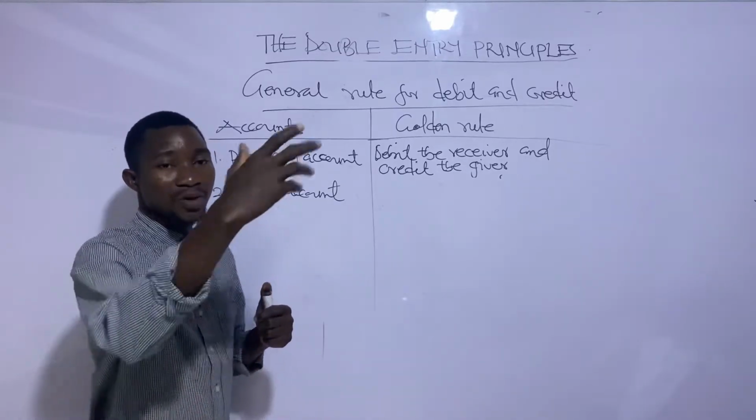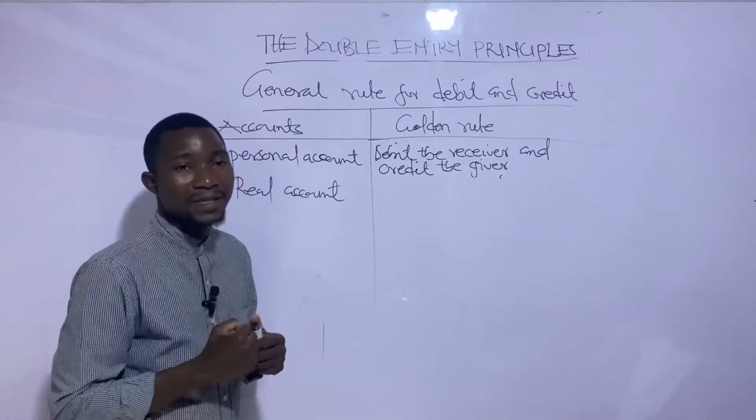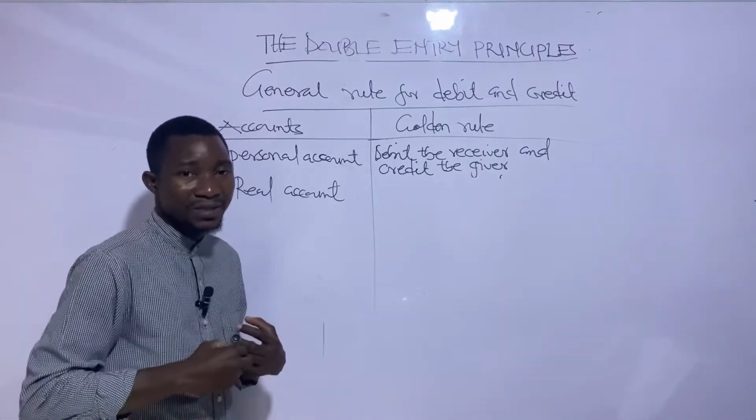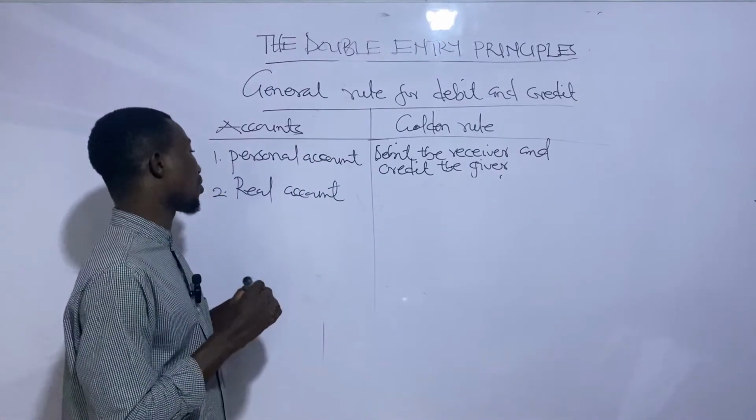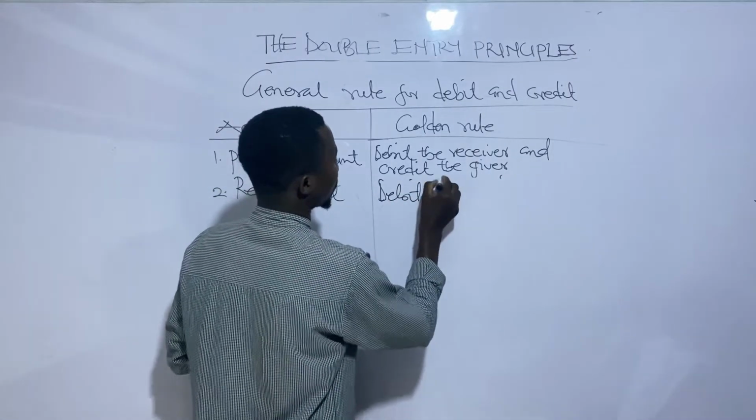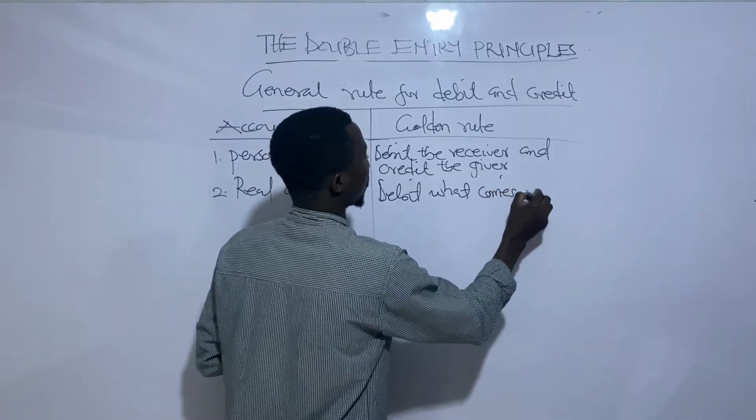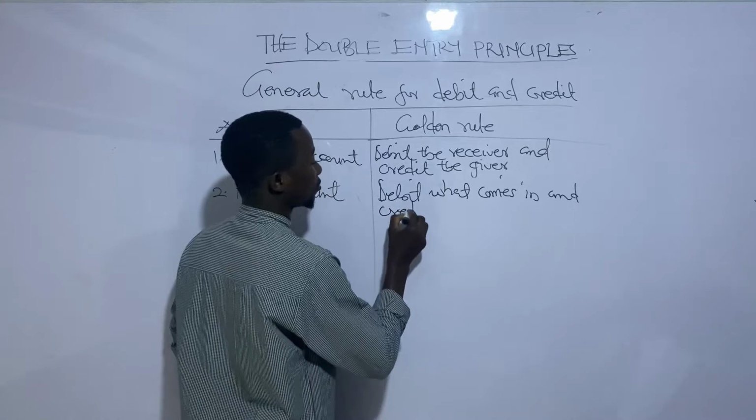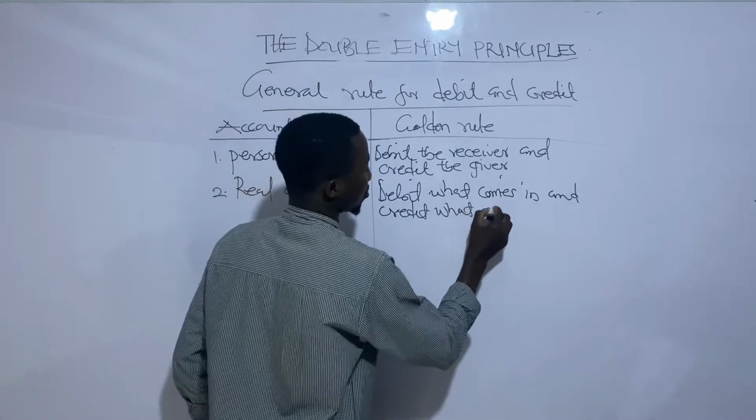So with the business, we are also losing cash. Cash is going out. So we credit cash account and debit motor vehicle account. So we debit what comes in and credit what goes out. That is the golden rule for recording real accounts. So debit what comes in and credit what goes out.